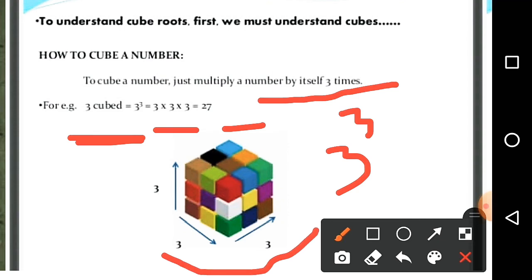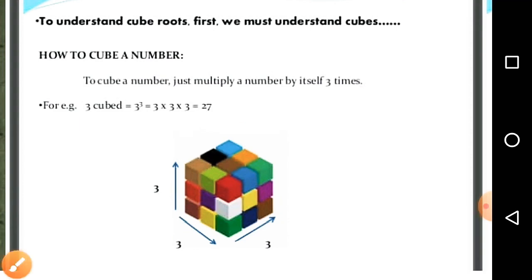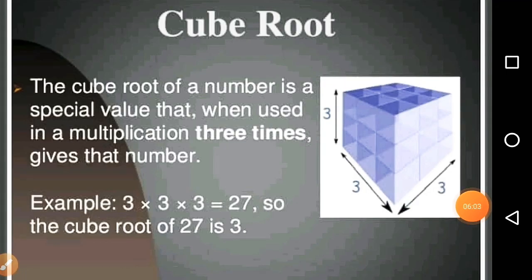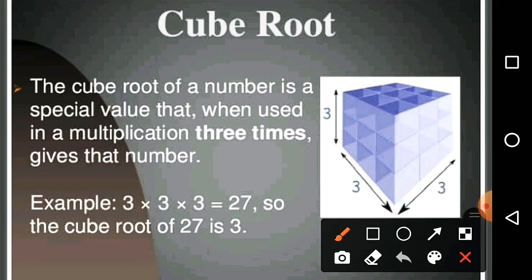So to cube a number, just multiply the number by itself 3 times and you will get the cube of that number. So this is a cube number. Now what is a cube root? The cube root of a number is a special value that, when used in a multiplication 3 times, gives that number. Again, one example: 3 into 3 into 3 equals 27. So the cube root of 27 is 3.